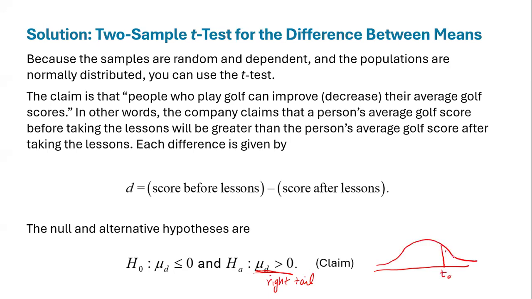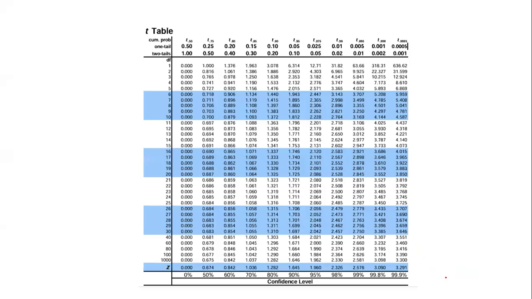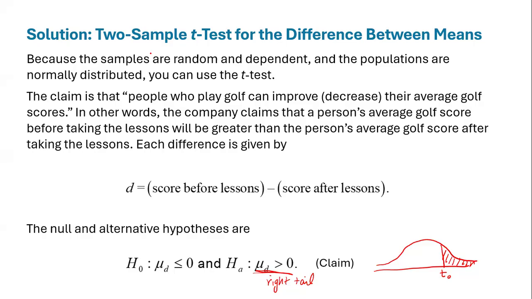And since I'm using the t-table, I need to look at the t-table to find that critical value. If I want to look at the t-table, I need to know the degrees of freedom, and I need to know the area in one tail or two tails. Since I have a one tail test, because it's just right tail, if you remember, when we had one tail, it means left tail or right.